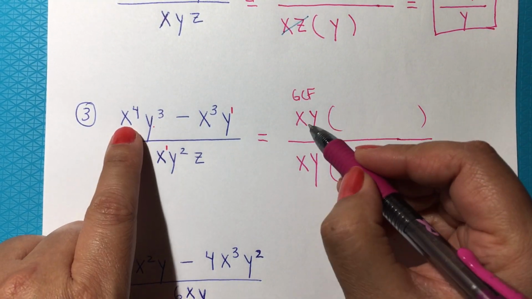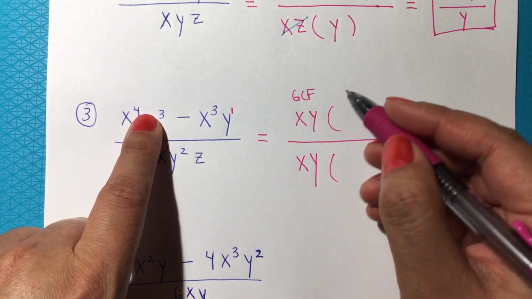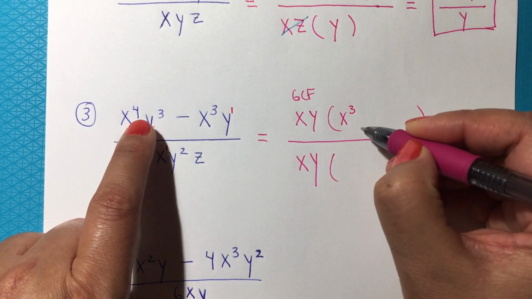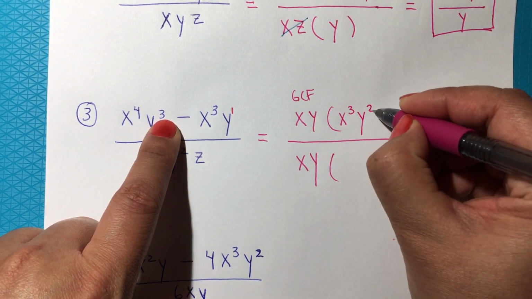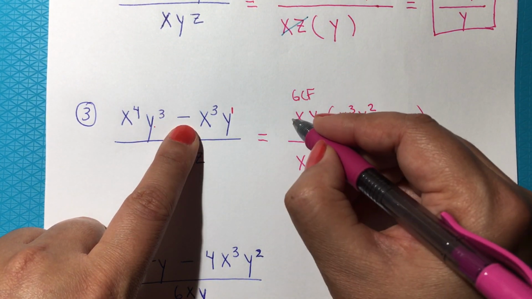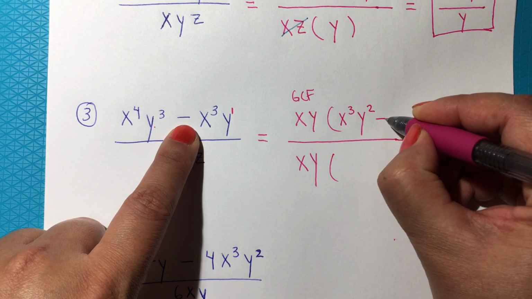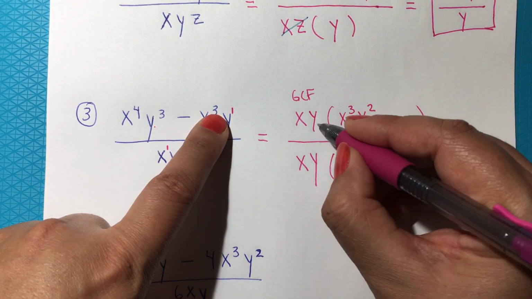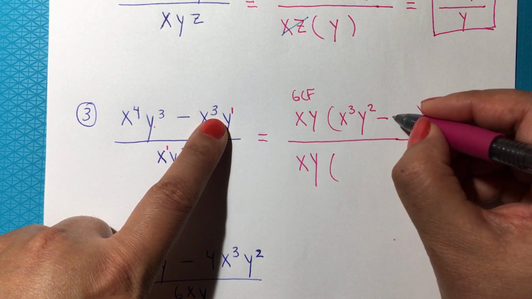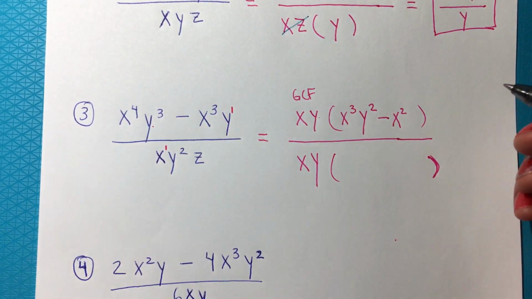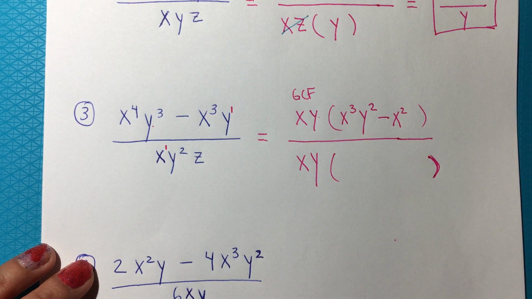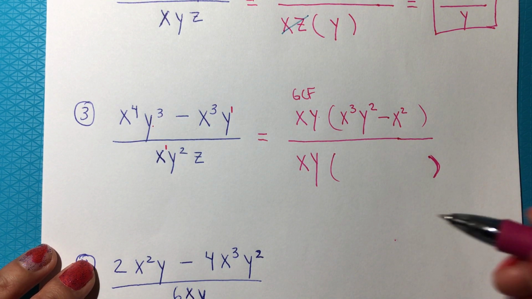And then start dividing. X to the 4th divided by x is x cubed. Y cubed divided by y is y squared. Negative divided by positive is negative. X cubed divided by x is x squared. Y divided by y is 1. We don't need to put it. The 1, we just leave it out.